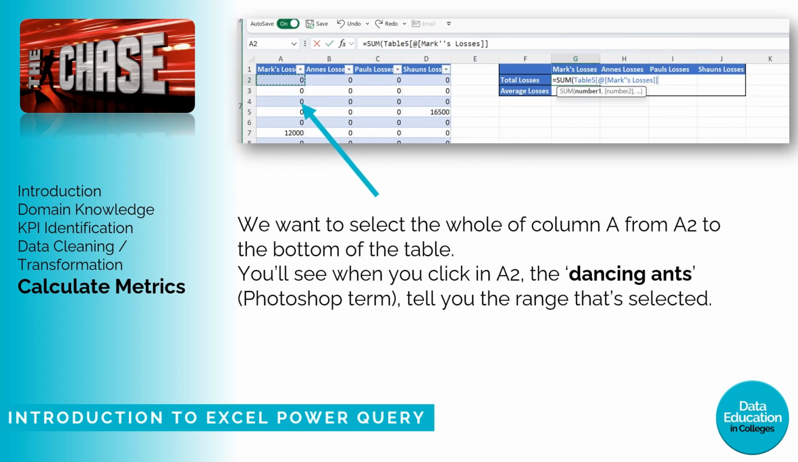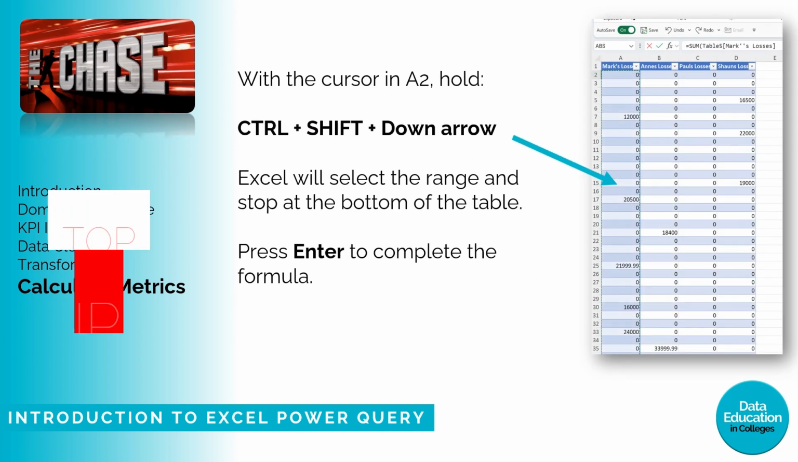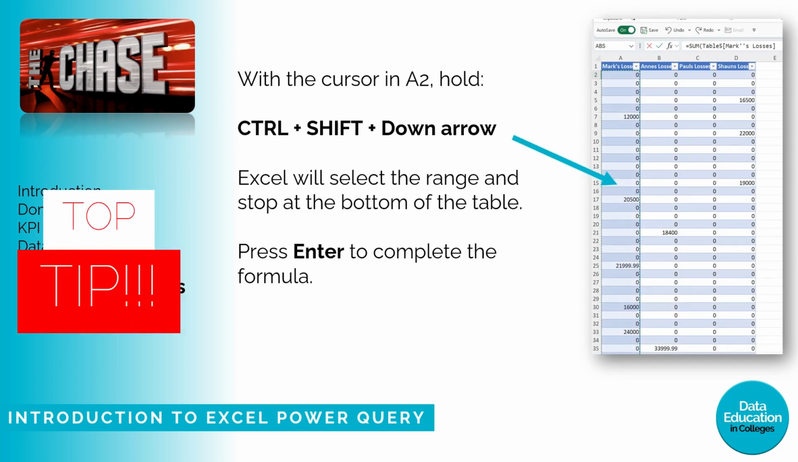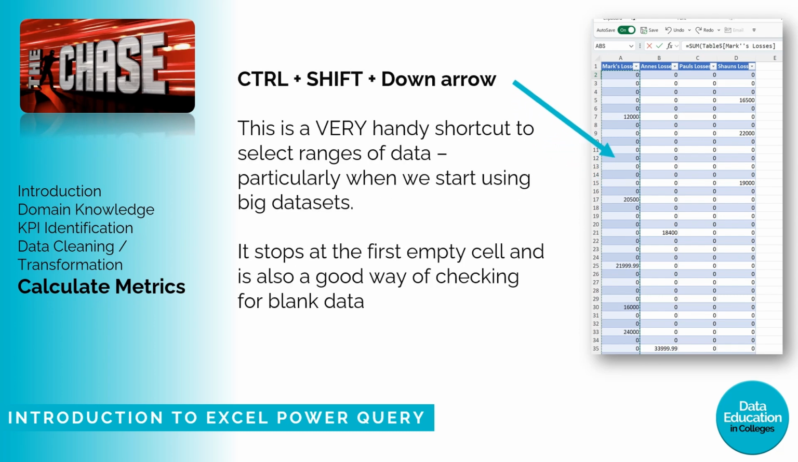We want to select the whole of the column from A2 to the bottom of the table. You'll see when you click on A2, these dancing ants tell you which range is selected, but we want to go right to the bottom. With your cursor, you need to hold on the keyboard Control Shift, and then press down. It will stop right at the bottom of the table. Press Enter to complete the formula. This is a very, very handy way of selecting full columns of data, particularly in really, really big tables. It also stops at first blank, so you can check for blanks within your data set.